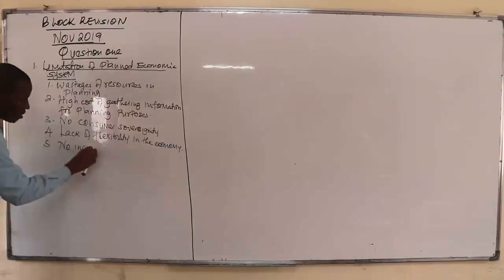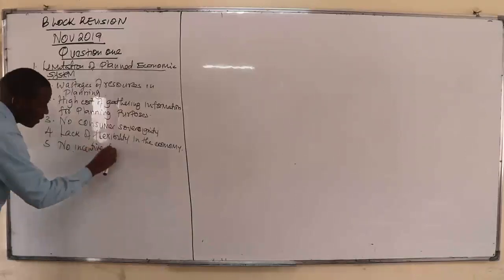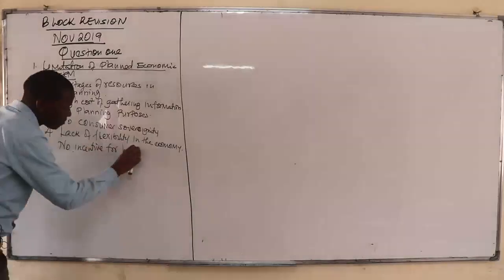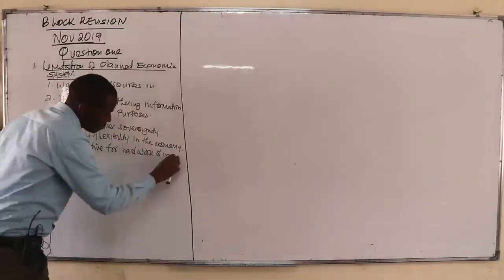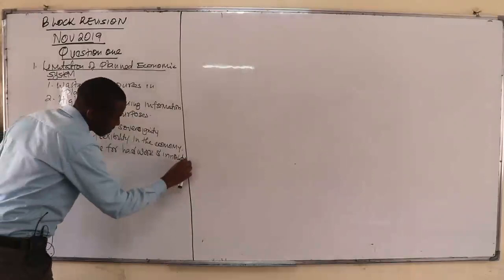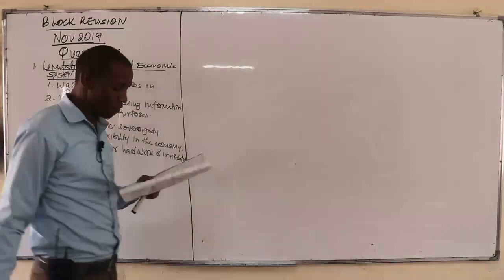Number 5, there will be no incentives for hard work and innovation. Those are the limitations or the disadvantages of the planned economy.